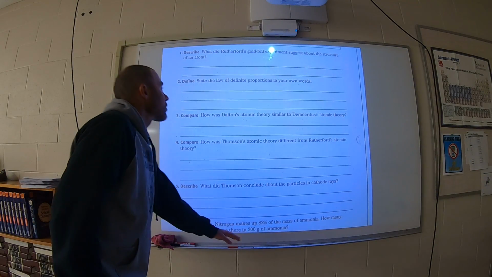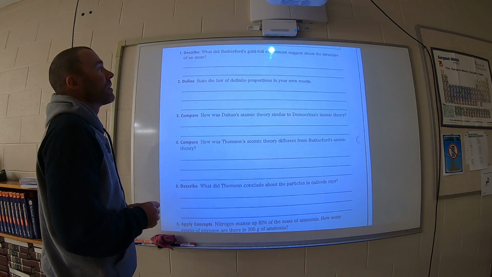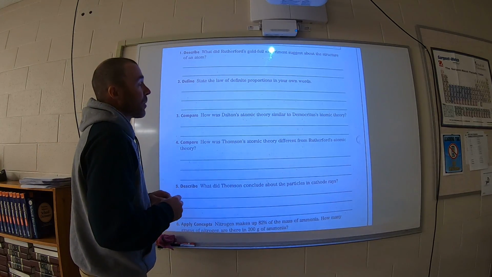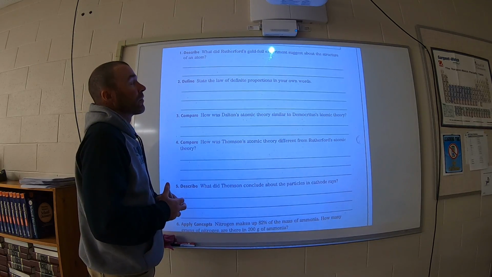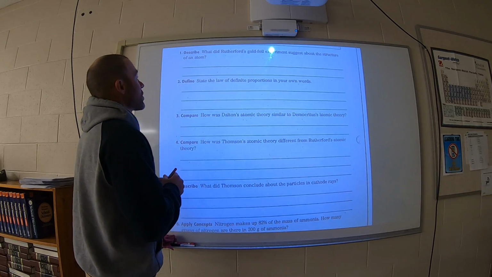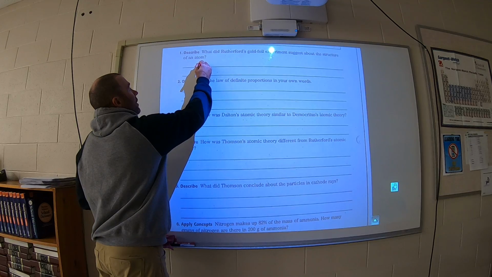All right, let's talk about the section 1 review worksheet. Question number 1 says, what did Rutherford's gold foil experiment suggest about the structure of an atom? Well, when he shot the particles through the gold foil, he found that most of the particles went straight through and a few were reflected off in different directions. But most of them went straight through. So he found a couple things.